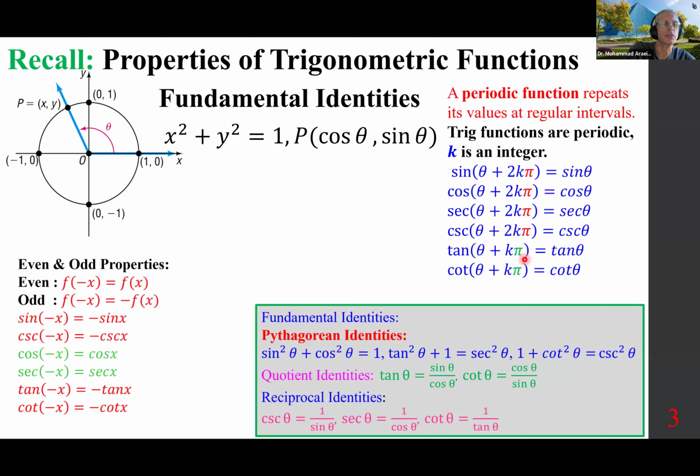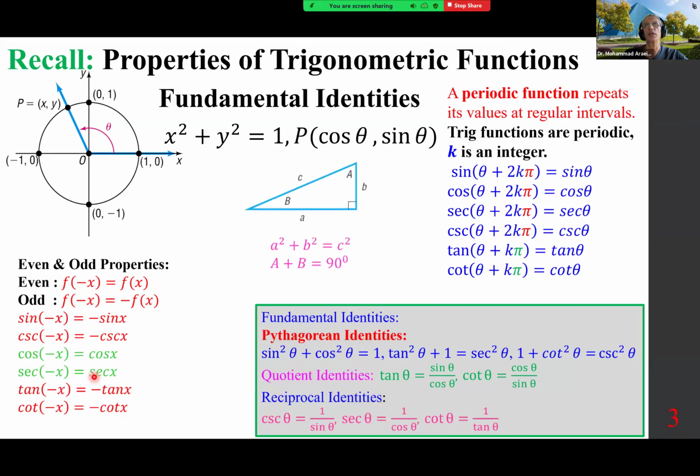Even and odd properties. Even function means f of minus x equals f of x. Odd function means f of minus x is minus f of x. All trigonometric functions are odd functions except cosine, where cosine of minus x equals cosine x, and secant goes with cosine because it's the reciprocal of that. So secant of minus x also equals secant x.